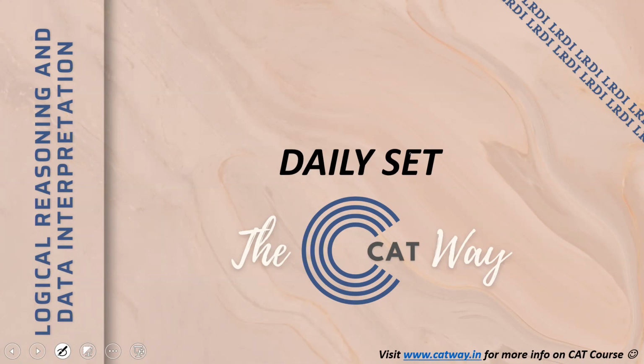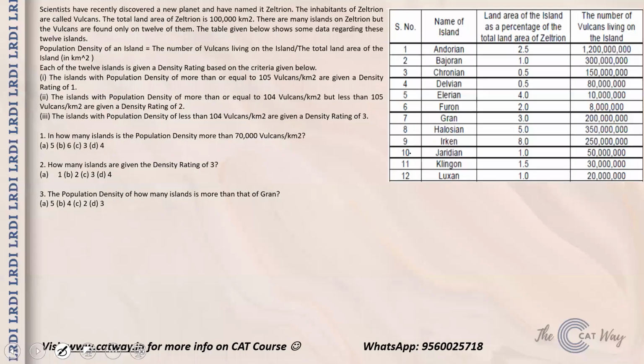Now moving on to the set that we have. It says that scientists have recently discovered a new planet and have named it Zeltrion. The inhabitants of Zeltrion are called Vulcans. The total land area of Zeltrion is 1 lakh square kilometers and there are many islands on Zeltrion, but the Vulcans are found only on 12 of them. The table given below shows some data regarding these 12 islands.